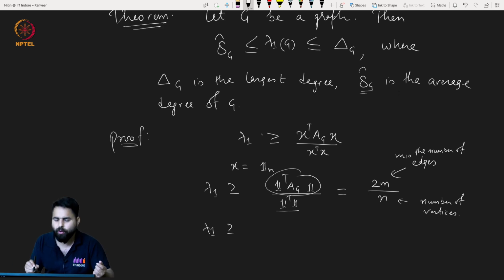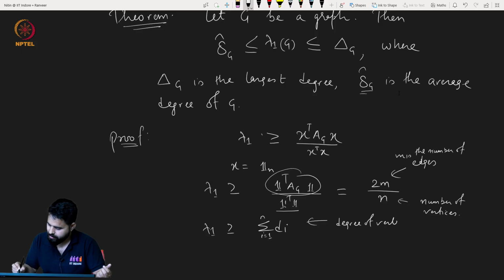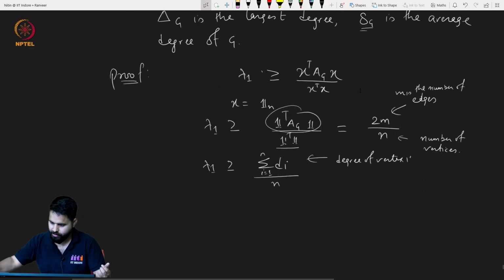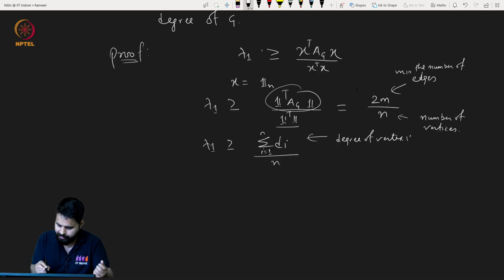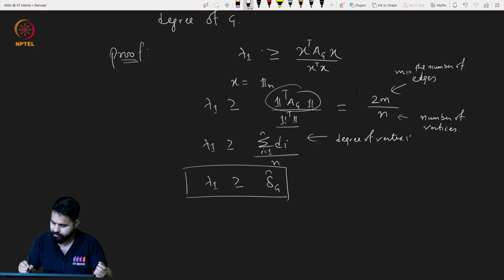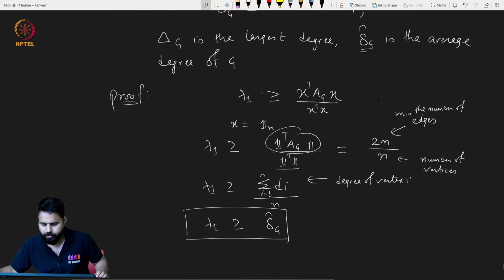Very good. Now it is very clear. What is 2m? 2m is nothing but the sum of degrees, sum of di for i equal to 1 to n, where di is the degree of vertex i, divided by n. And this is nothing but the average degree. So lambda 1 is always greater than or equal to the average degree of G. You're done. Proof is done. So the first part is done, one side is done.